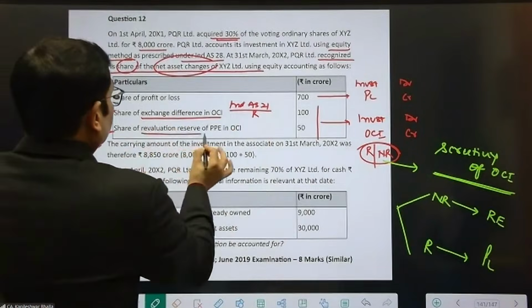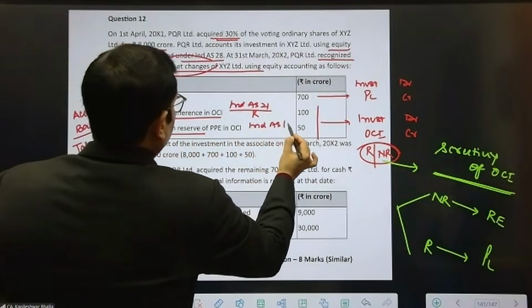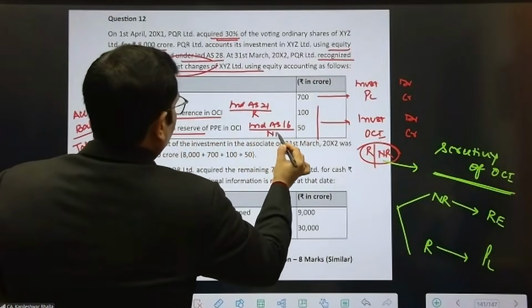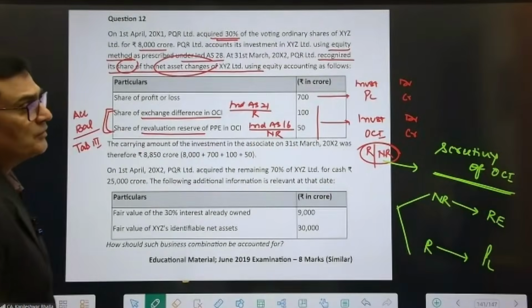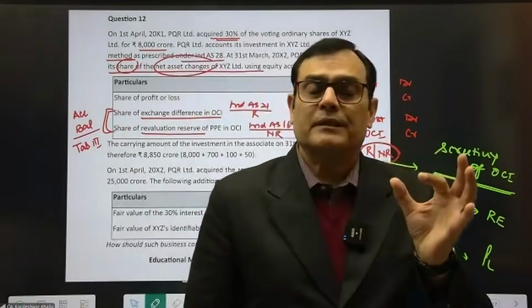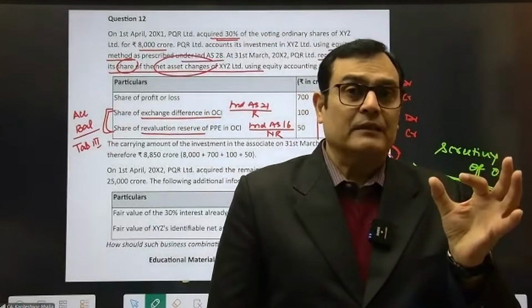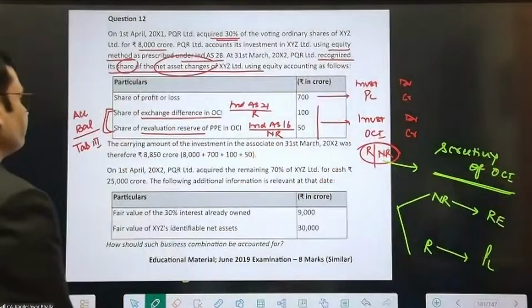Then there is a revaluation reserve of PPE. This arises on account of Ind AS 16, and this is a case of NR. So this will be transferred to the retained earnings. That is what the scrutiny is all about. You need to scrutinize the amount in the OCI and filter whether it is R or NR, and accordingly decide where it is to be taken.